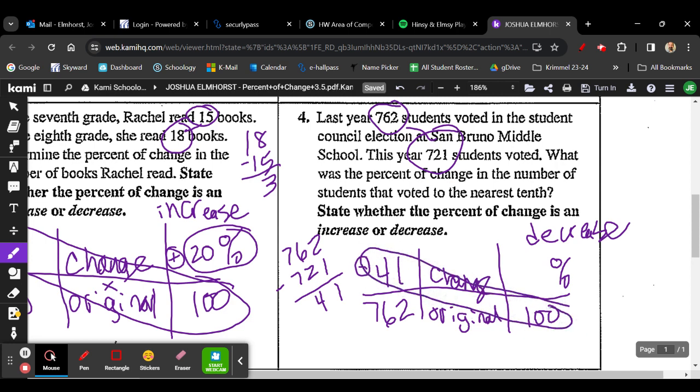If we cross multiply and then divide by 762, that's going to give us a decrease of 5.4%.